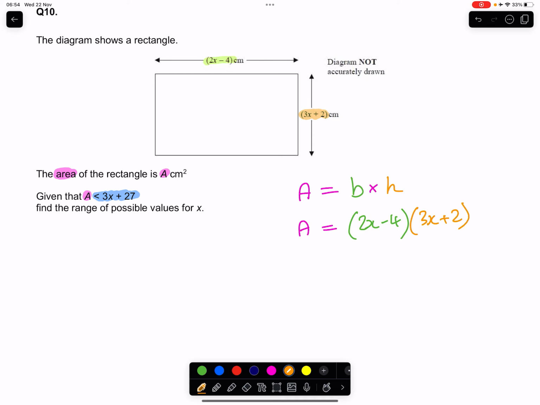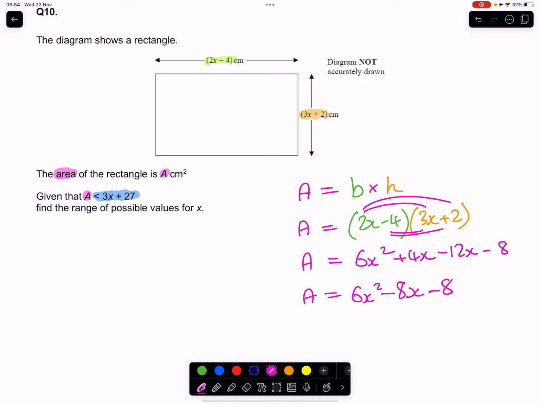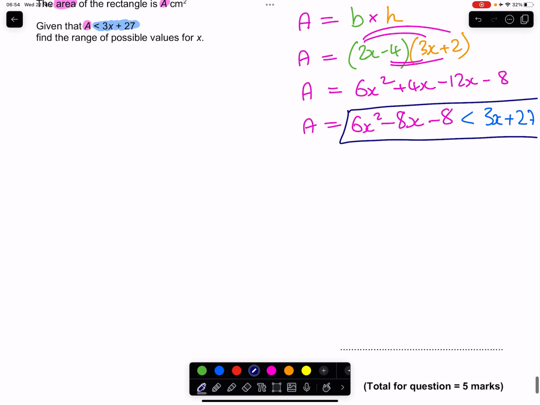The natural thing to do here is to expand those brackets. If we do that, we end up with 6x squared plus 4x minus 12x minus 8, and that simplifies to 6x squared minus 8x minus 8. So that is our area. The question is telling us that our area is less than or equal to 3x plus 27, which means I put a less than or equal to 3x plus 27 here. That's where we're going to pick up from. This inequality is what we're going to continue and solve.